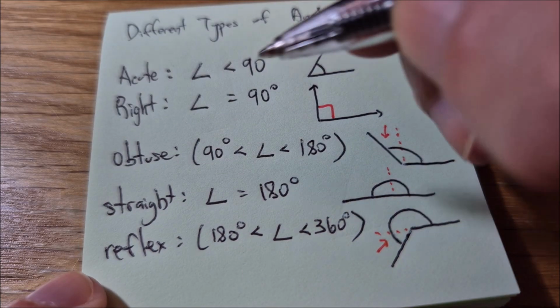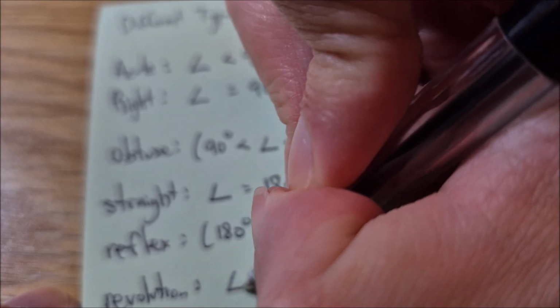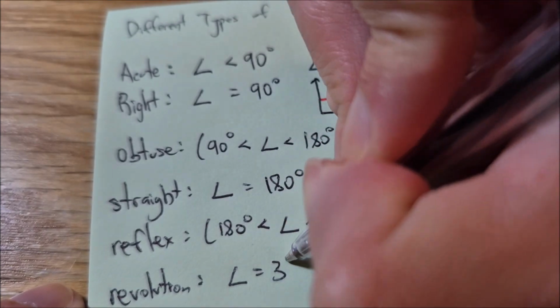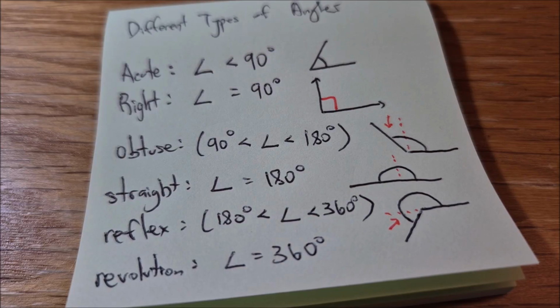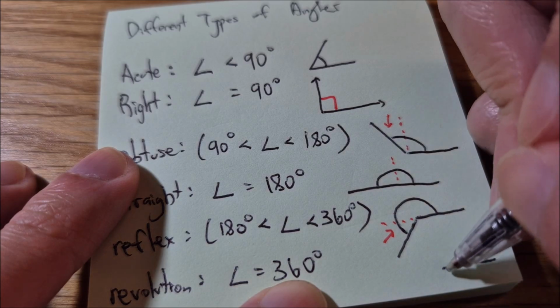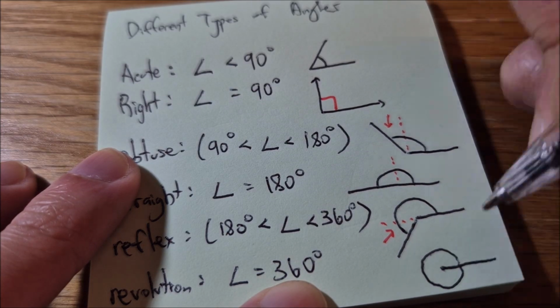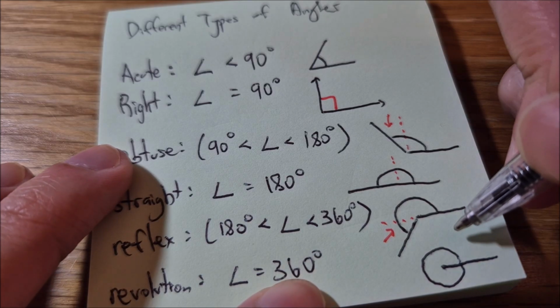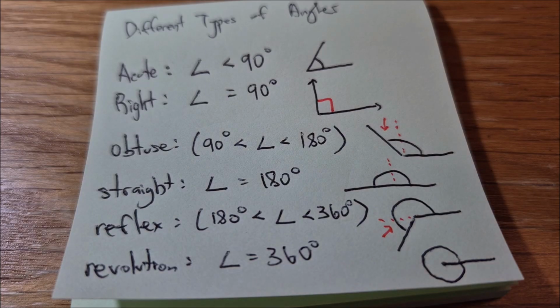And finally, we have what's called the revolution, where the angle is 360 degrees. And this is known as a full angle as well. You have the line, and you have the angle, which is a circle, because it's a complete angle.